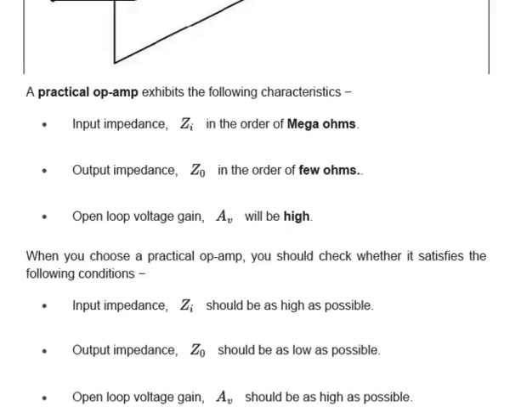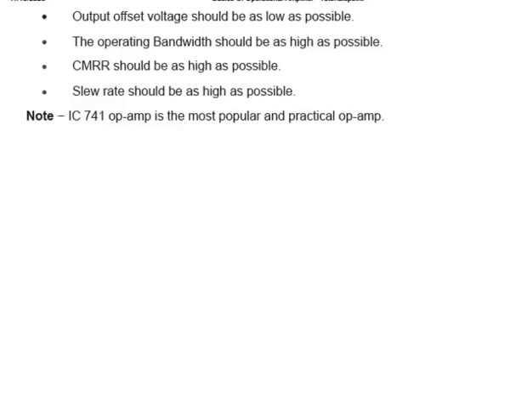So when you choose a practical op-amp, we should check whether it satisfies the following conditions. Input impedance Zi should be as high as possible. The output impedance Z0 should be as low as possible. Open loop voltage gain AV should be as high as possible. Output offset voltage should be as low as possible. The operating bandwidth should be as high as possible. CMRR should be as high as possible, and the slew rate should be as high as possible. So these are considered to be the basic characteristics of a practical op-amp.